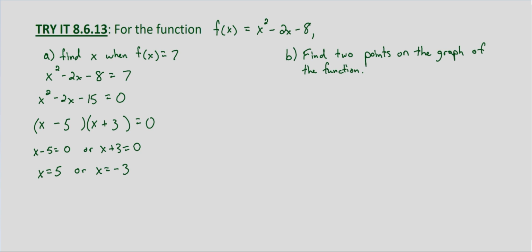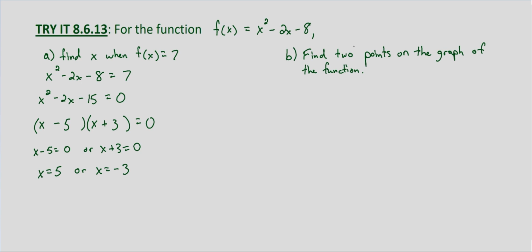Now the second part is really easy at this point because we just solved for x when f of x equals 7. Well, x and f of x then is y. So x equals 5, y equals 7, x equals negative 3, y equals 7. And in a quadratic, that's typically what you'll find is that there'll be two x values that share the same y value because a quadratic represents a parabola.